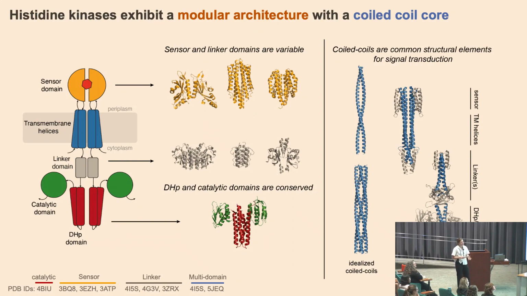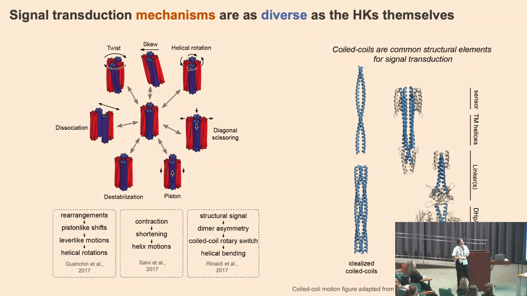And what's really a point of contention in the histidine kinase field right now is exactly what happens during signal transduction. And so the way that people are typically thinking about this is with very specific and minute structural rearrangements that happen down that coiled coil core as a signal is passed. And so I've highlighted here all of the possible rearrangements that can happen in a coiled coil, as well as the combinations of different rearrangements that have been identified in a signal transduction receptor through structural biology efforts.